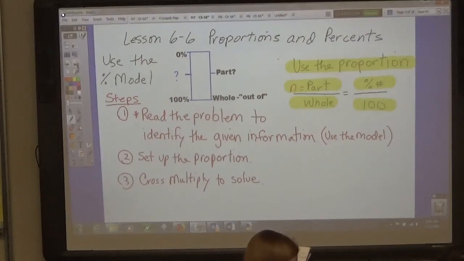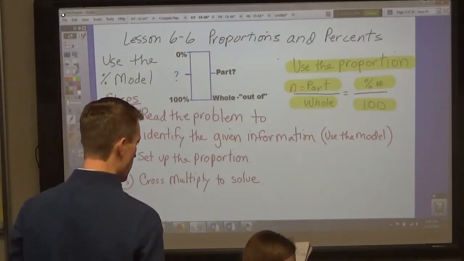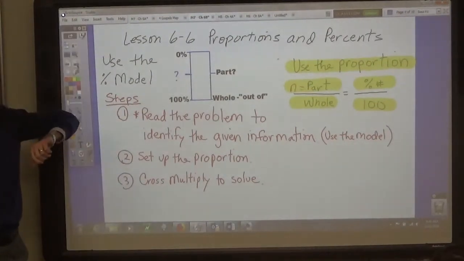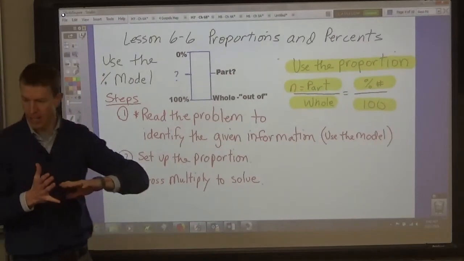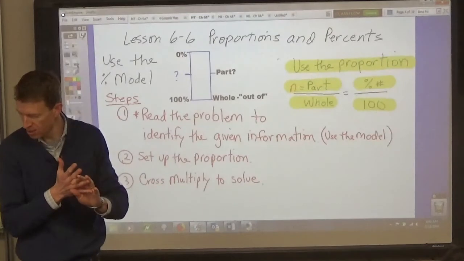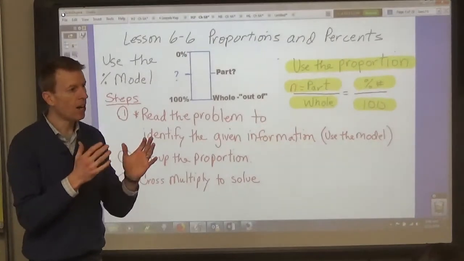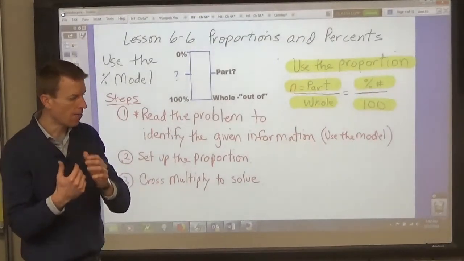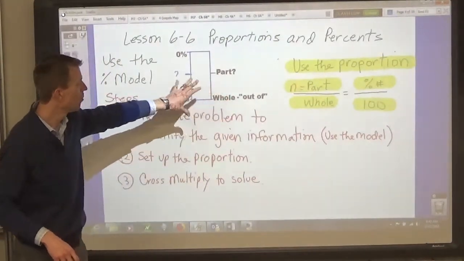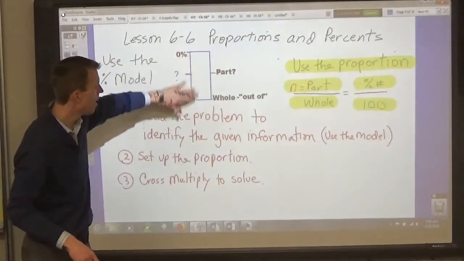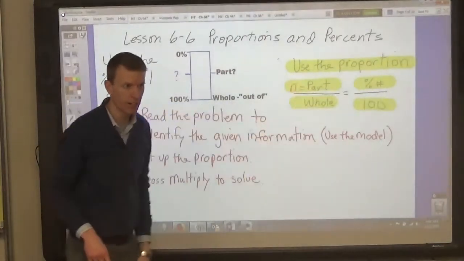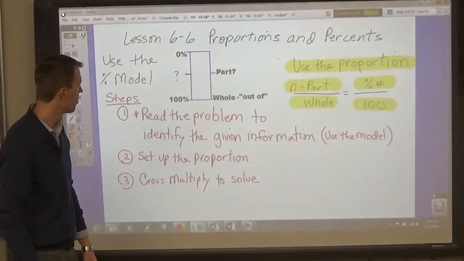On lesson 6.6, proportions and percents. Okay? So today what we're going to do is practice finding percents of numbers, or finding out what percent of a number is the part. And so we will be using this model, and we'll use the model to write a proportion to help us find the missing number. Okay?